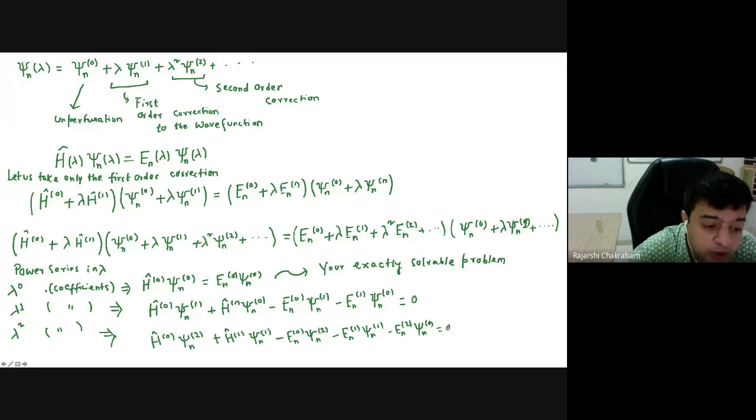Sorry, the lambda to the power 0 coefficient would give you the unperturbed Hamiltonian equation, which is your time independent Schrodinger equation. And then you have lambda 1 and lambda to the power 2. For this you have another set of equations.